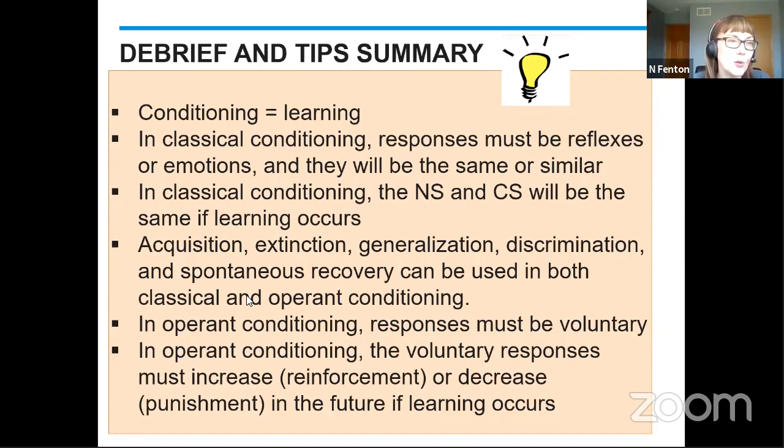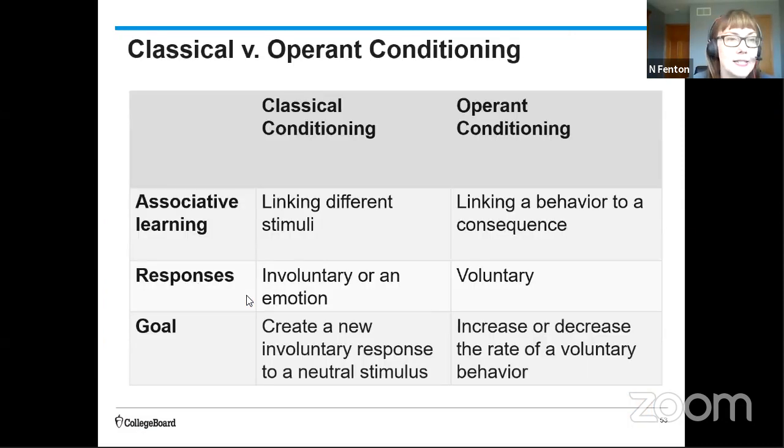Also, make sure you review. You can go back and rewatch that section, maybe going a little bit slower on the partial or intermittent schedules of reinforcement. This is just a little review slide. I would suggest pausing, maybe testing yourself on this. Really separate these two types of learning.